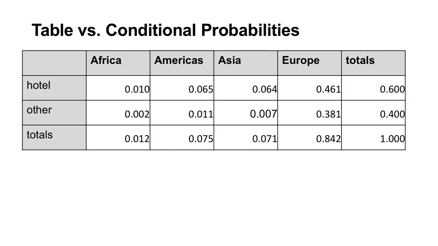And so here now, let me show you this. If you look at the first column, the Africa column, 1% plus 0.2% equals 1.2% in the total. If you look at the row of other, we have 0.002 plus 0.011 plus 0.007 plus 0.381. The total is 40%. So the margins is the sum of the interior.